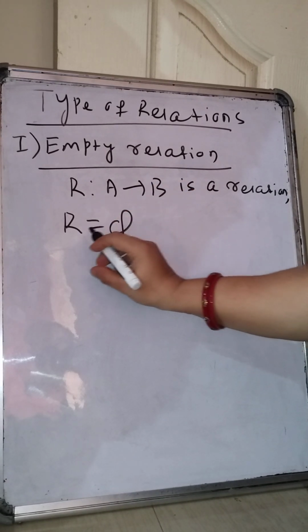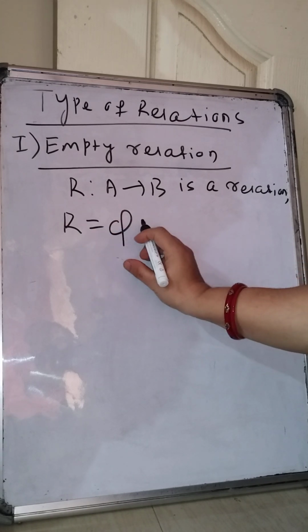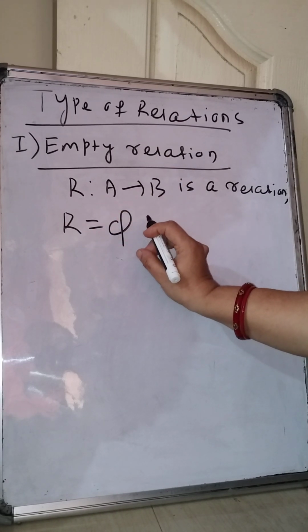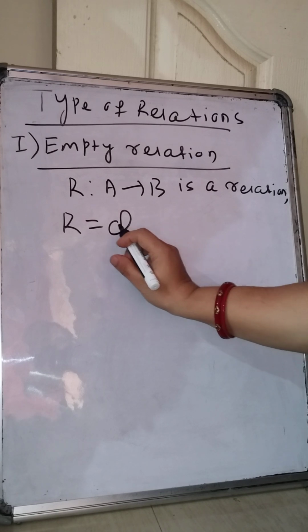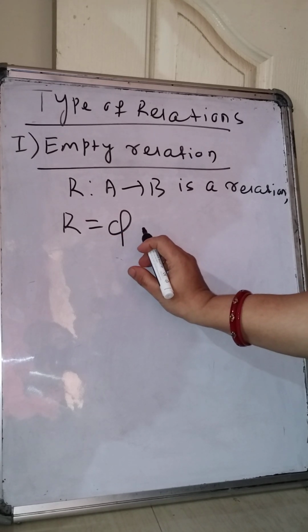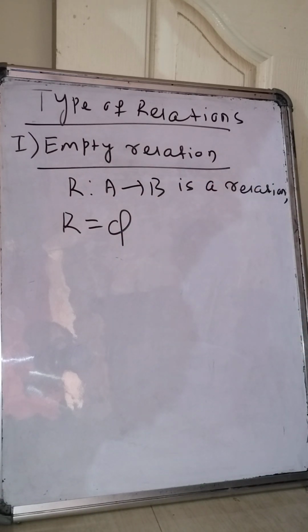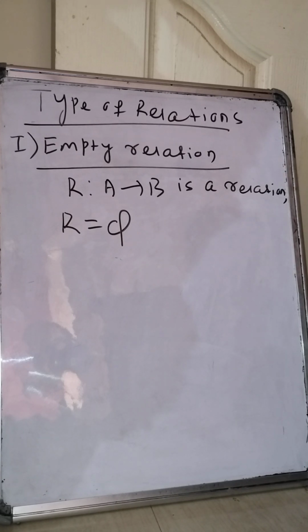So the relation set, which previously you know is nothing but a set of all ordered pairs, here we are unable to find the ordered pairs, therefore R equals phi, which is an empty set. Now let us discuss this empty relation through an example.